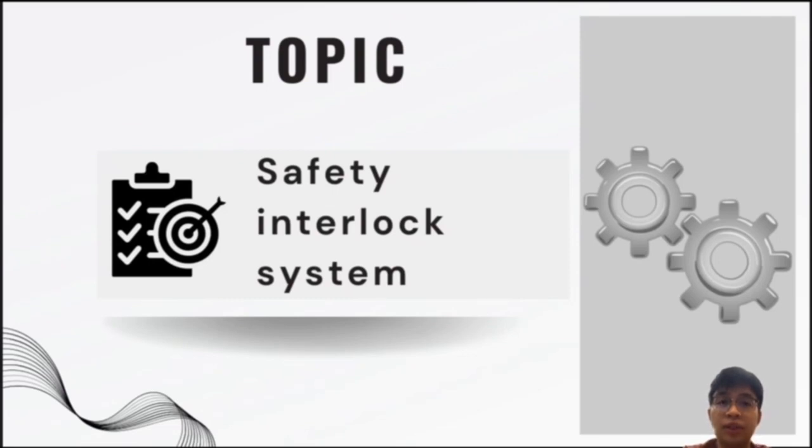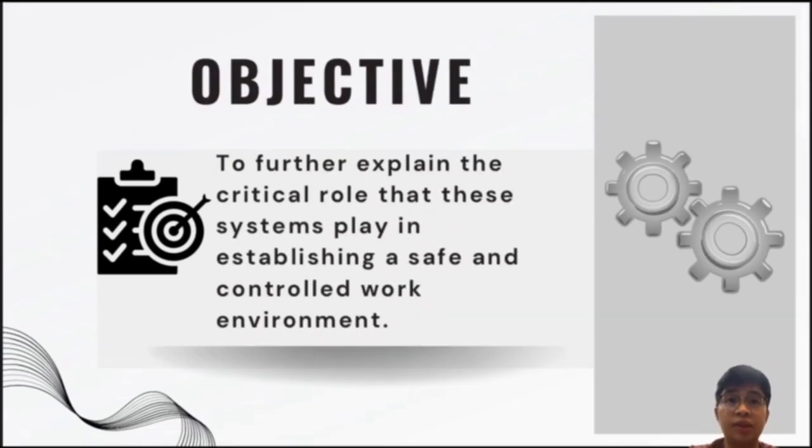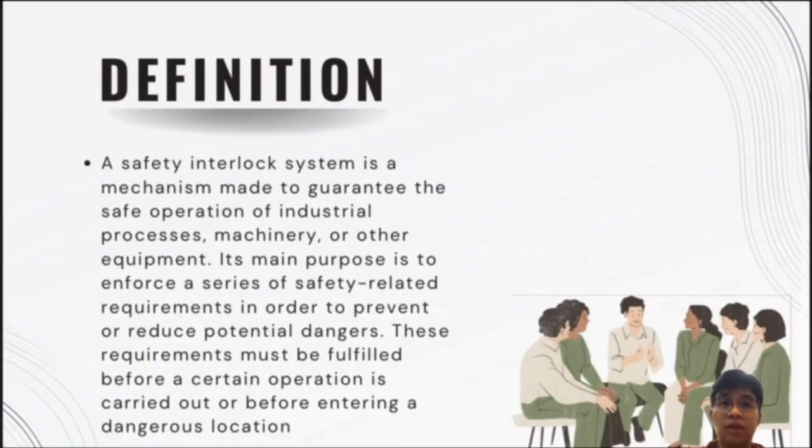Proper safety precautions are becoming more and more necessary as industries continue to change. Safety interlock systems seamlessly integrate into industrial processes to prevent accidents, protect workers, and secure valuable equipment. The purpose of this presentation is to further explain the critical role that this system plays in establishing a safe and controlled work environment. What is a safety interlock system?